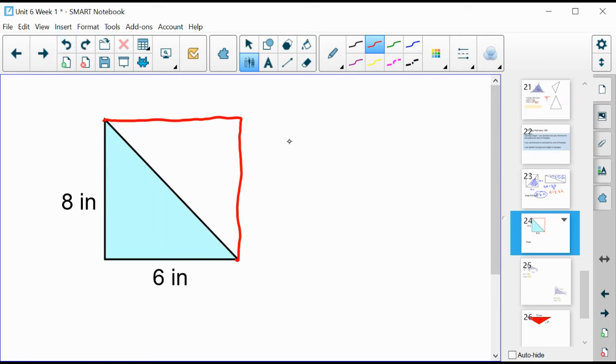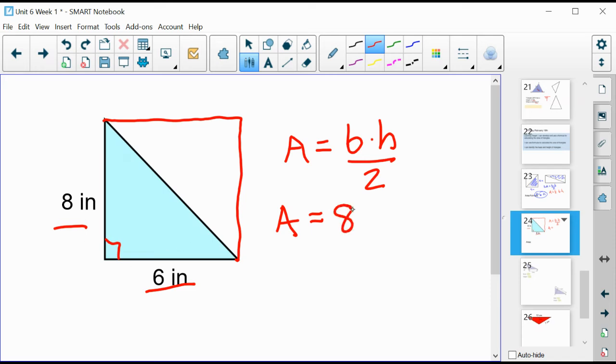Okay, so here's what we're going to do. I want you to always write your formula. Area equals base times height divided by 2. And then, just like when we were doing rectangles and squares, we're going to plug in our values and then evaluate, or simplify. So area equals, I'm going to take my base and my height. I can see that this is a right angle right here. Also, I don't have any other numbers to be choosing from. 8 times 6 divided by 2, okay? 8 times 6 is equal to 48. And I'm going to be dividing 48 by 2.